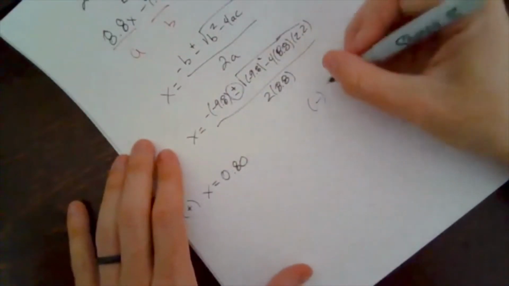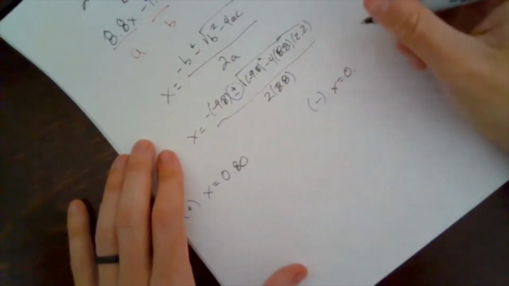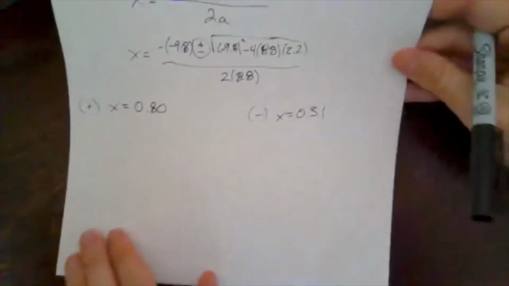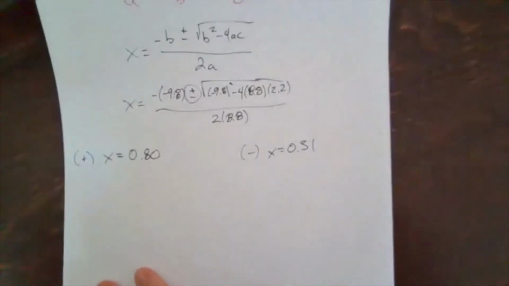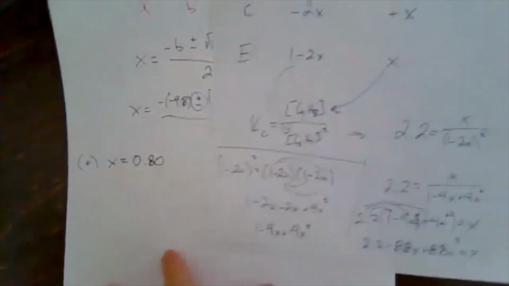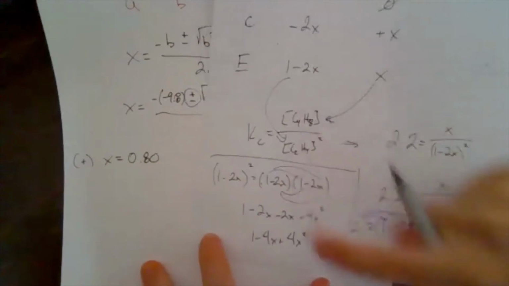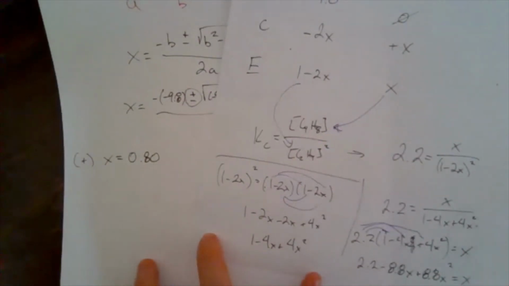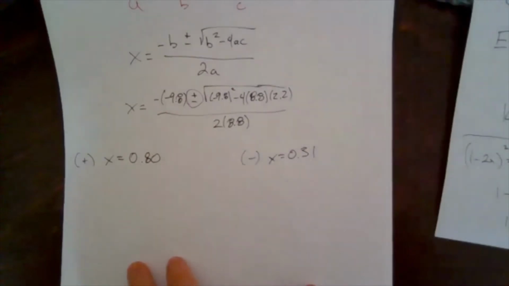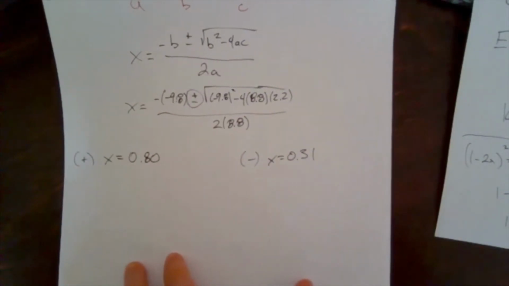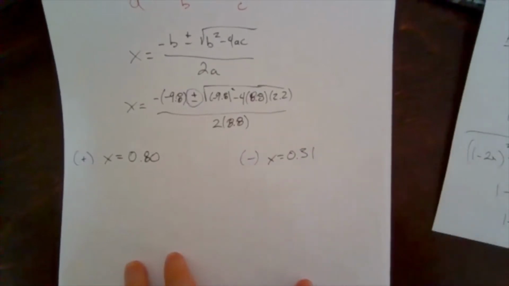0.80 and x is equal to 0.31. So mathematically, both of those work. We used an ICE table to set up this algebraic expression, and for that algebraic expression, there are two solutions. X can either be 0.8 or it can be 0.31.